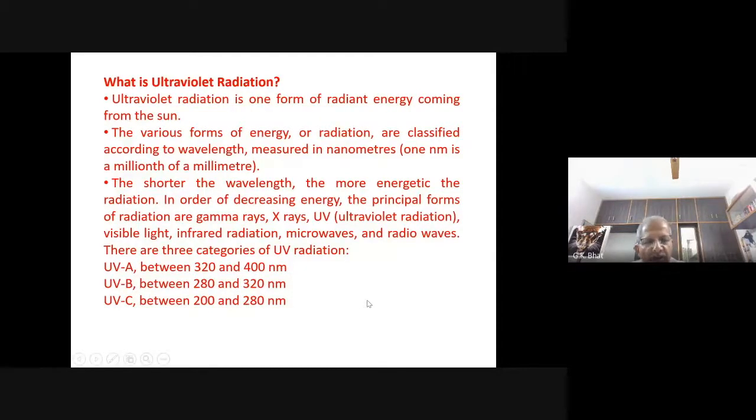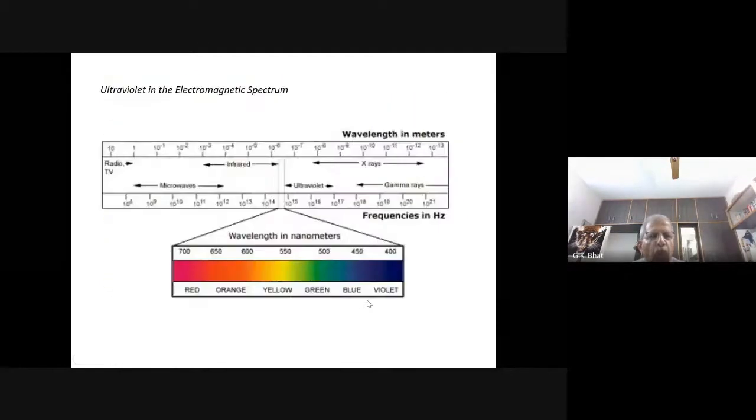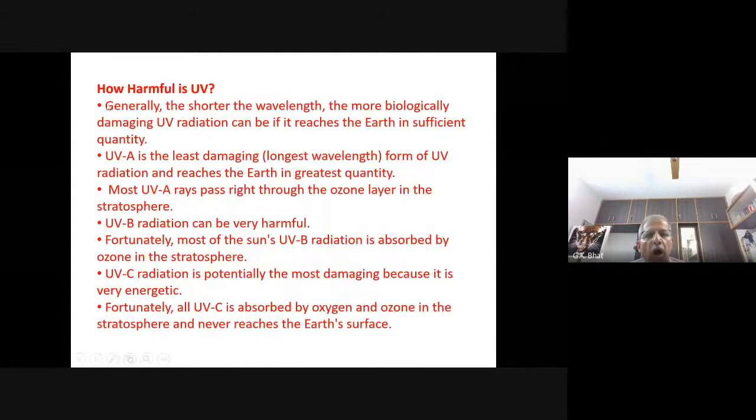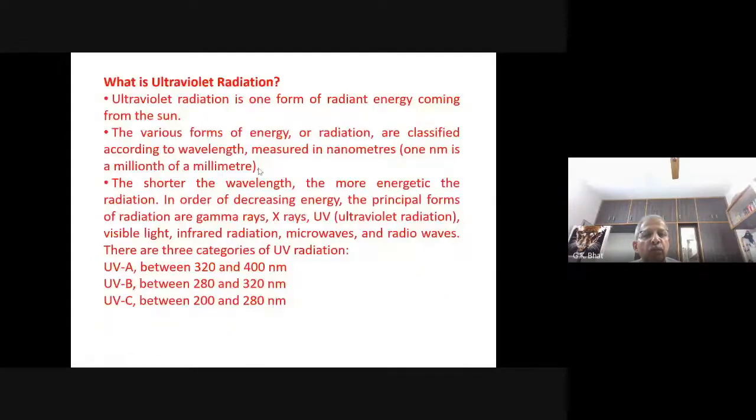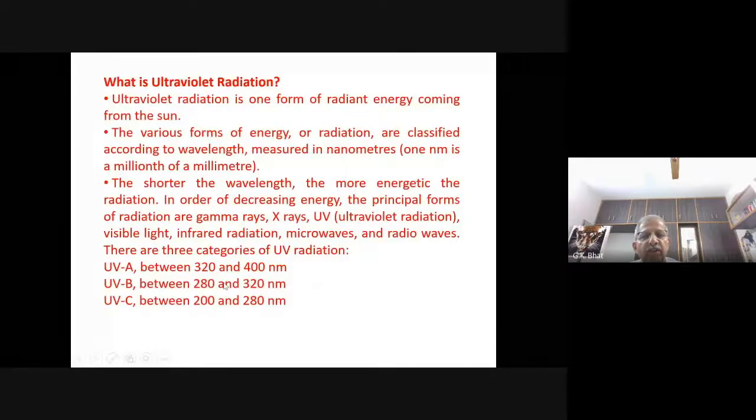Now, just to make you know, how harmful is UV? I have told you they break the bonds in DNA and protein. Generally, the shorter the wavelength, the more biologically damaging and energetic the UV radiation can be if it reaches the earth in sufficient quantity. UVA is the least damaging.